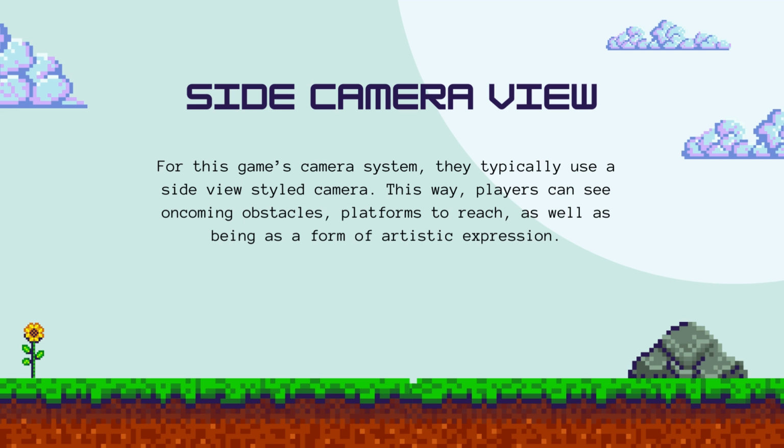Lastly, the side camera view. For 2D platformers camera system, they typically use a side view styled camera. As mentioned before, it can either be side scrolling or vertically scrolling, but this project will use a side scrolling camera view instead. The reason why 2D platformers use a side camera view is because it can show players oncoming obstacles, platforms to reach, as well as being a form of artistic expression.